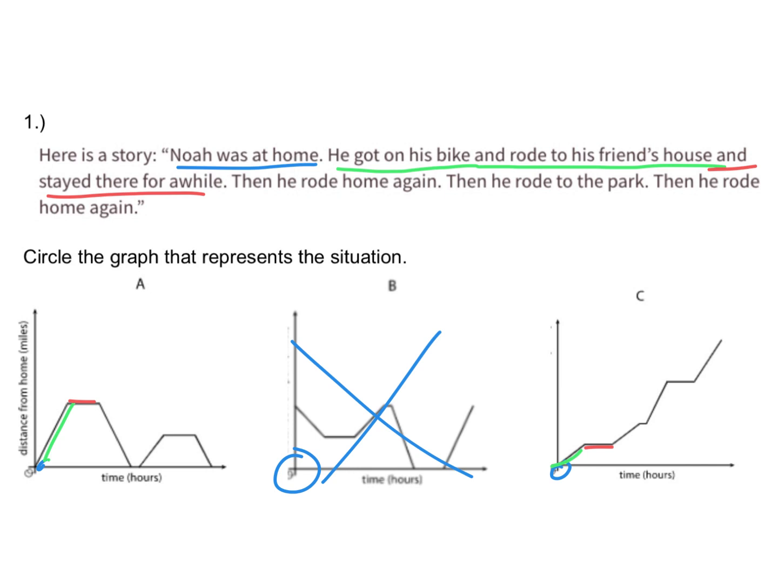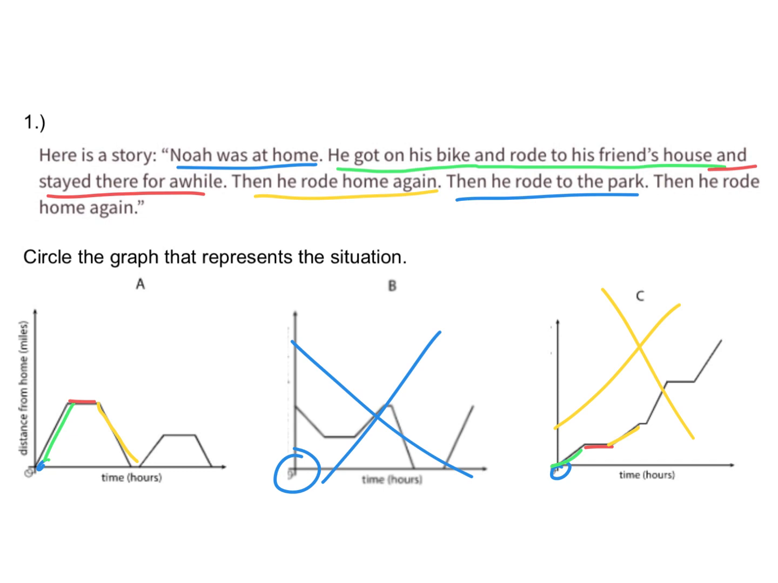Then he rode home again. So that would be a return to start. Right there, he rode home again, where this one is increasing at a steady rate. So C is out. Let's go ahead and finish it off.